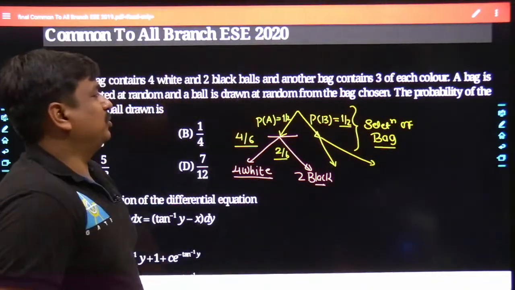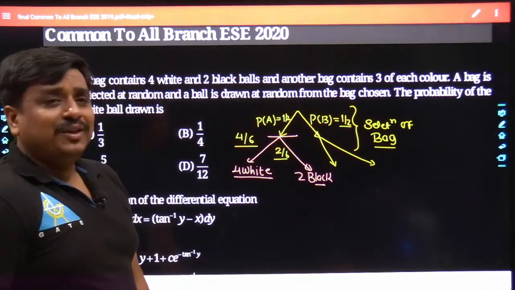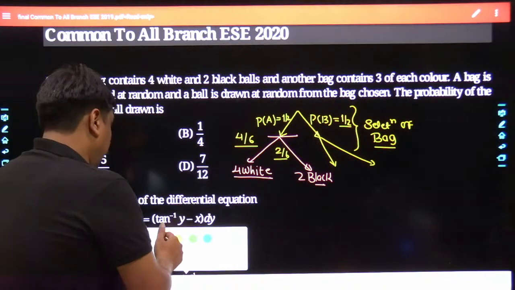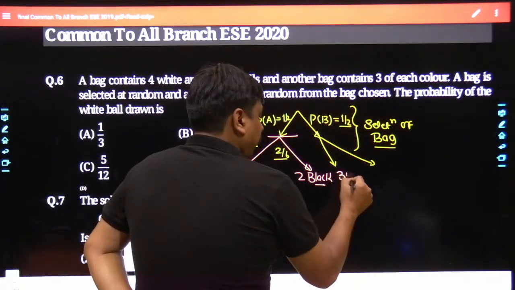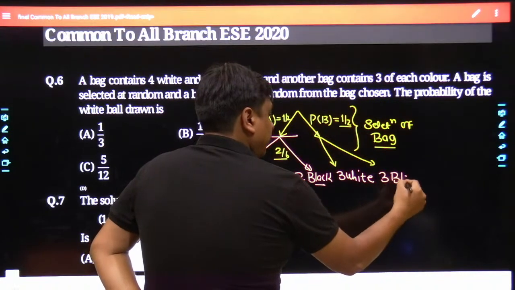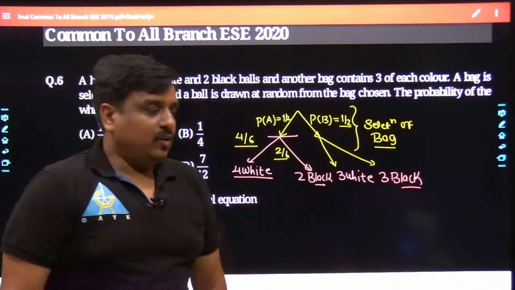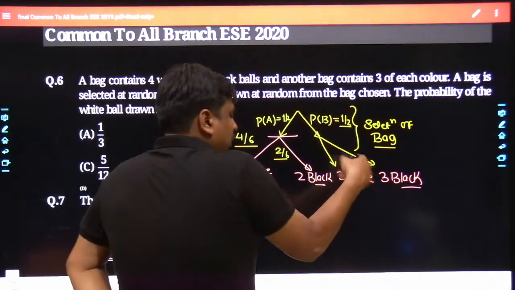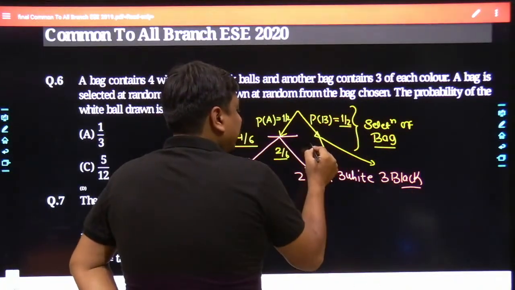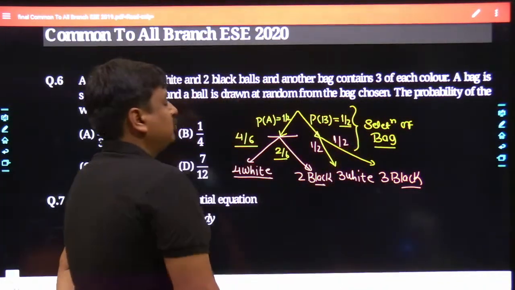Now, we can even move further. Here also we have the same possibility. Now you can see very well the bag contains 3 of each color. That means we have 3 white balls and 3 black balls. And now here we are focusing on the withdrawal of one white ball, so it becomes 3 divided by 6, which would simply be half. And here also it has to be half.